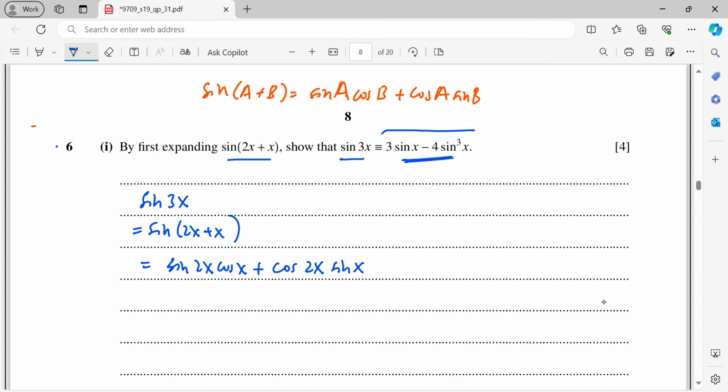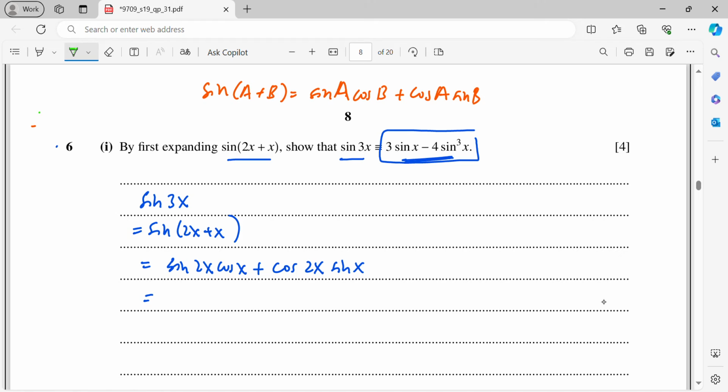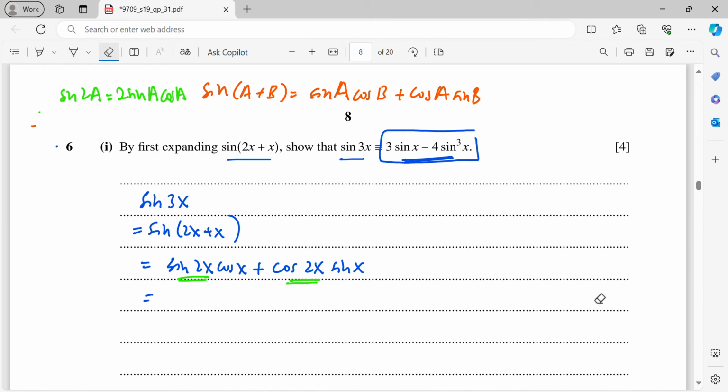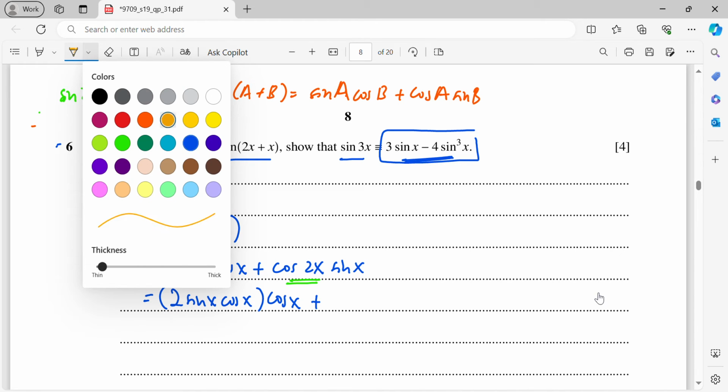And now when you look at the answer here, there's no cos, which means you need to simplify, or you need to change the cos 2x into another term, into sine x, right? And now here I have sine 2x. So we have sine 2a, that is 2 sine a cos a. This is the double angle formula. So now I will be getting 2 sine x cos x multiplied with cos x, and then plus the cos 2x, right?